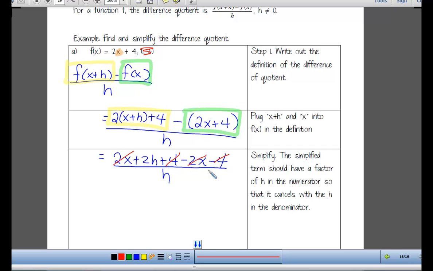Notice here, I have a note that once we've simplified this, what's remaining should have a factor of h in it, so that we can cancel that from between the numerator and denominator. So we get 2h over h, or just 2. And so that's what our difference quotient is. It doesn't always come down to just a real number. Sometimes it'll be variables and all involved as well. Questions about that?